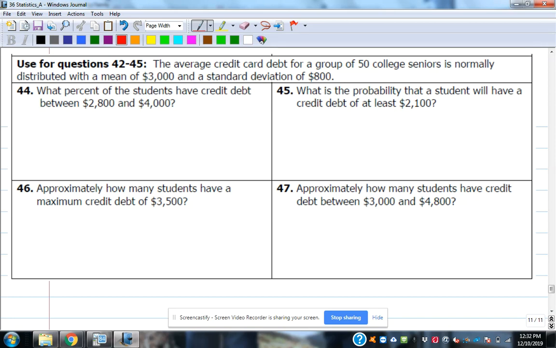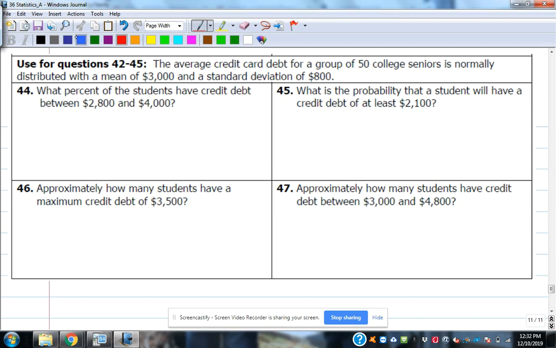What percent of the students have credit debt between $2,800 and $4,000? Okay. Now, if you make the normal curve and draw it out and put the numbers there, 2,800 and 4,000 are not on those nice marks. So this is where we've got to use the calculator to do this. So I'm going to show you how to do that.